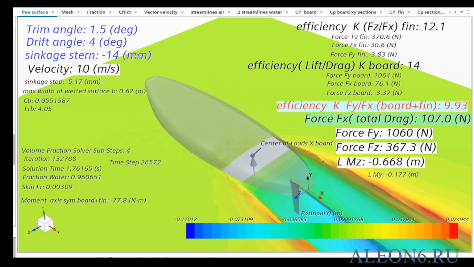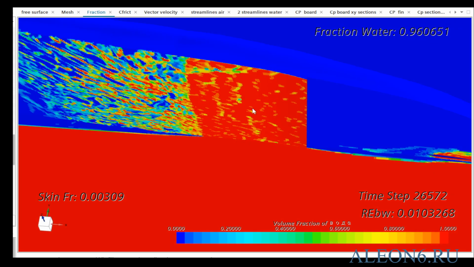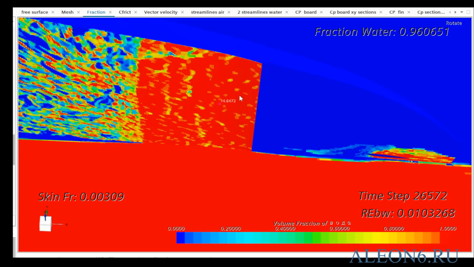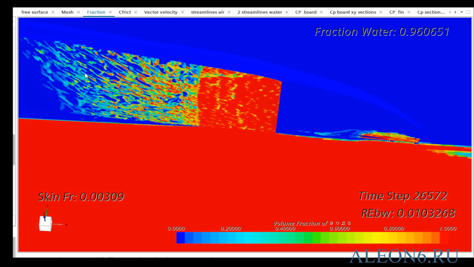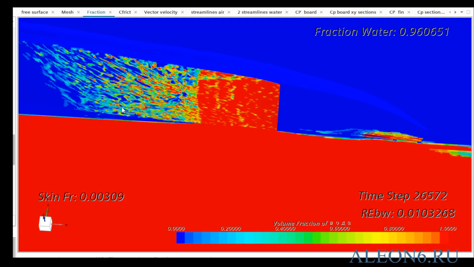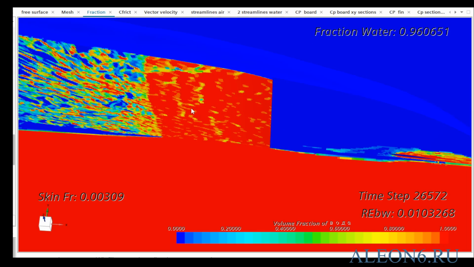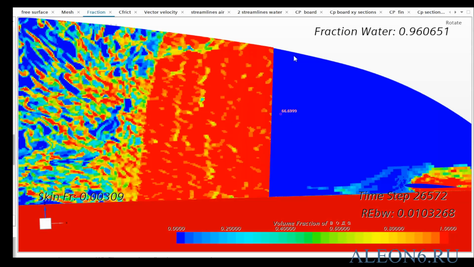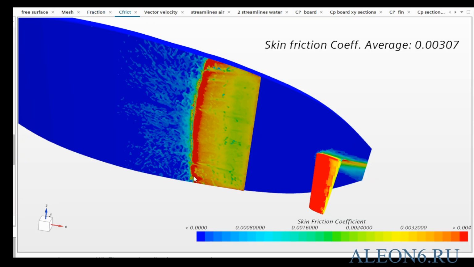Flow analysis. Phase fraction water-air. The distribution of water and air shows that the small trim angle and zero dead rise cause the jet spray to be directed forward, with a visible mixture of both phases. The results confirm that effective ventilation is achieved in the cavity behind the step. Skin friction coefficient distribution also confirms good ventilation here.